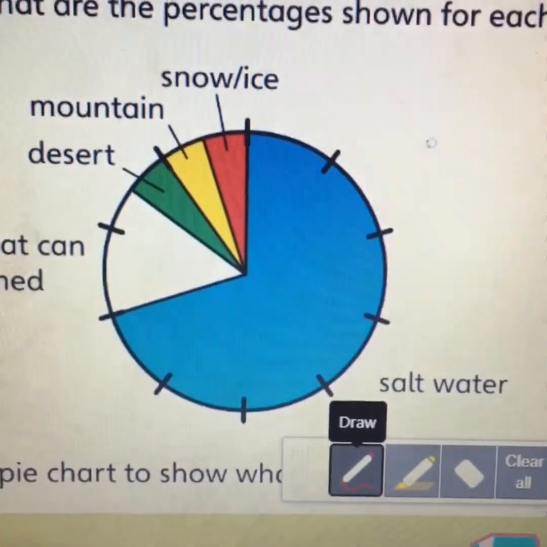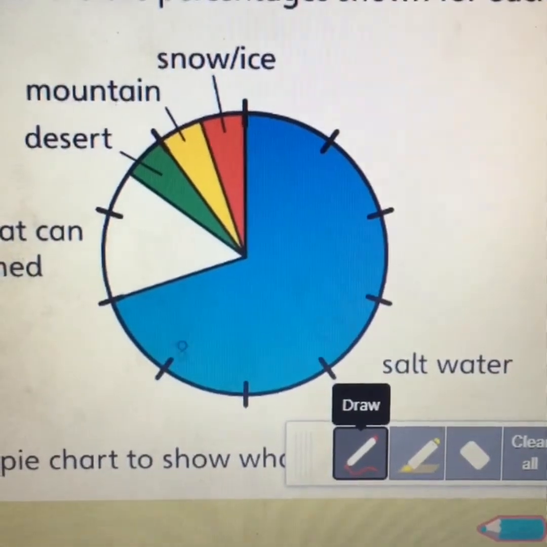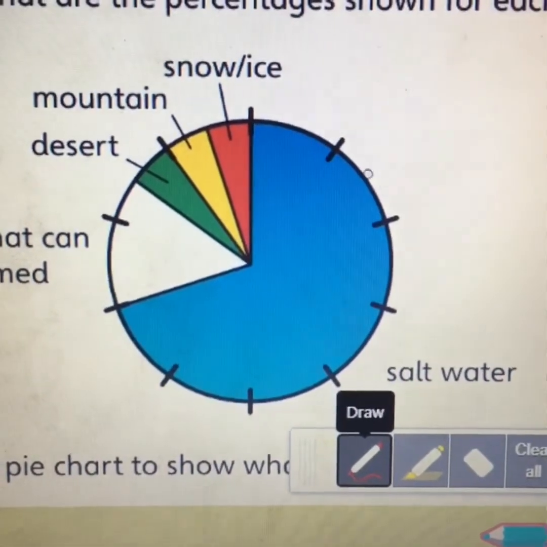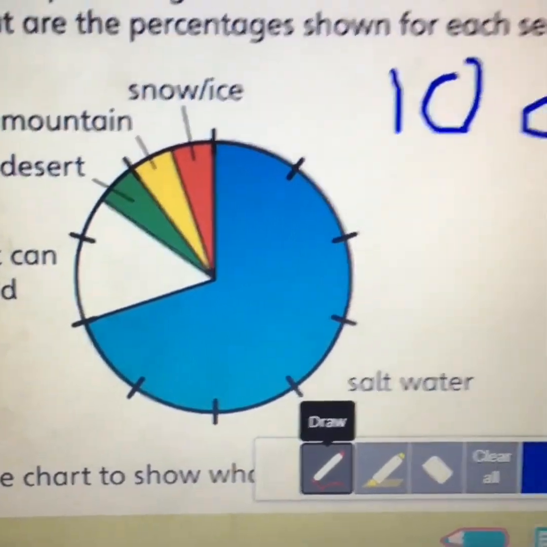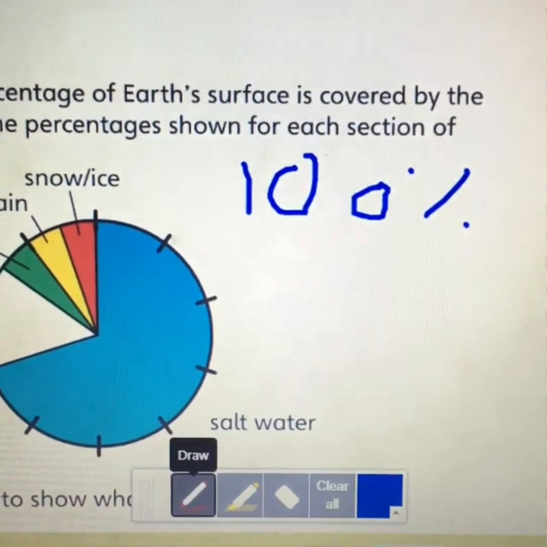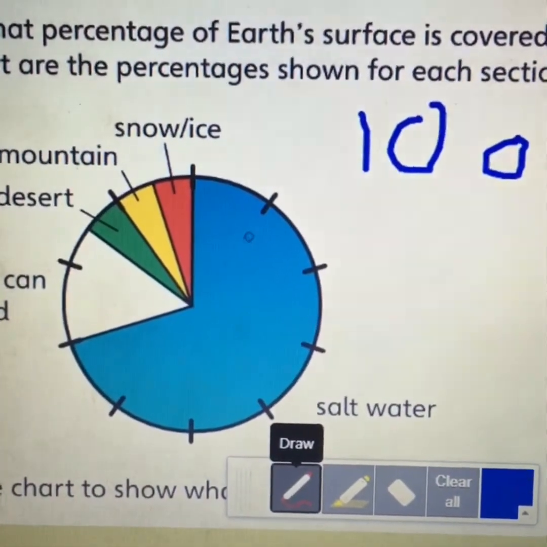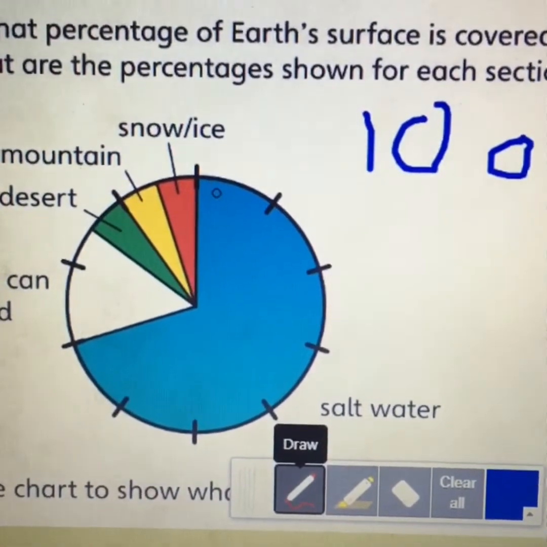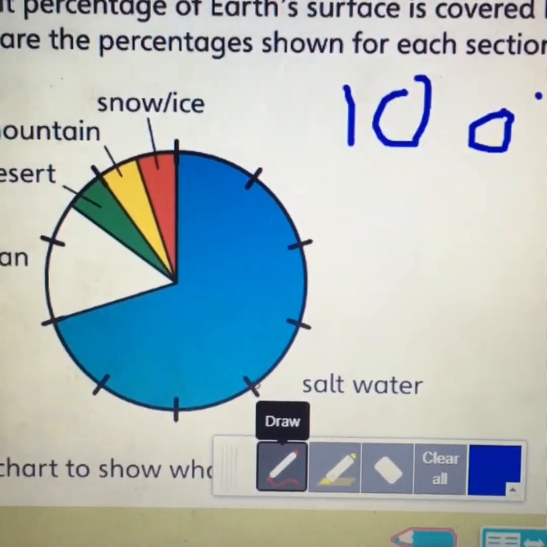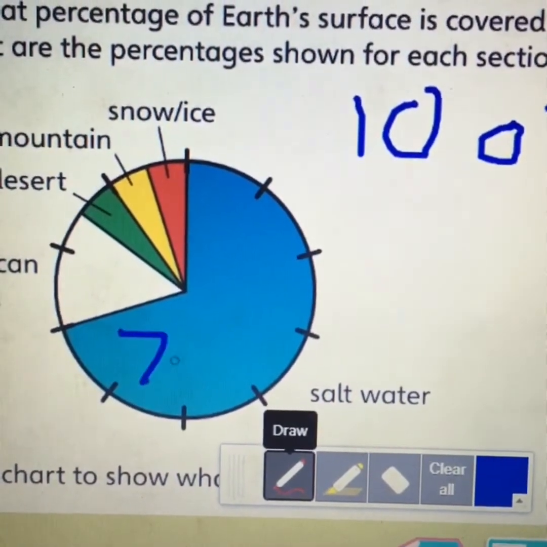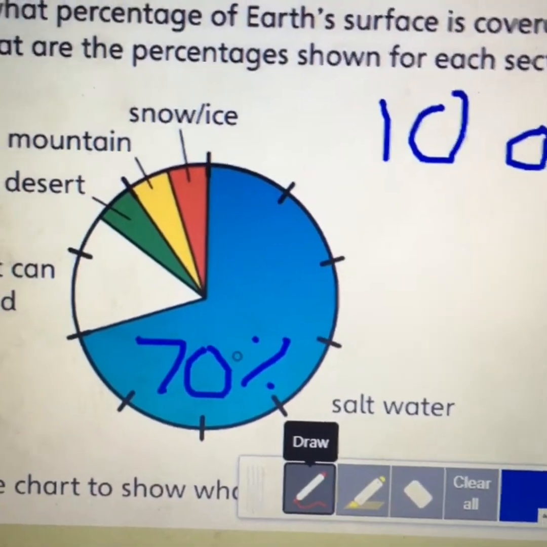Okay then, answer time. So I'm going to count these bits here. So I've got 1, 2, 3, 4, 5, 6, 7, 8, 9, 10. There's 10 of these intervals around the outside. Well, if I know that the whole thing is 100% and there's 10 intervals, each one is 10%. So this, I'm going to count the blue first of all. So it would be 10, 20, 30, 40, 50, 60, 70. So I know that salt water takes up 70%.